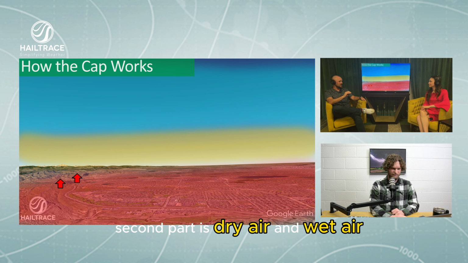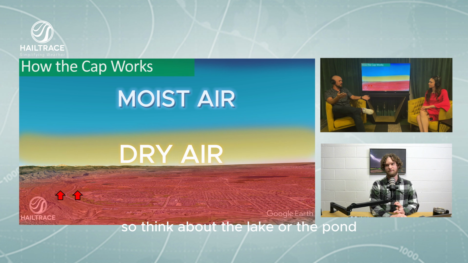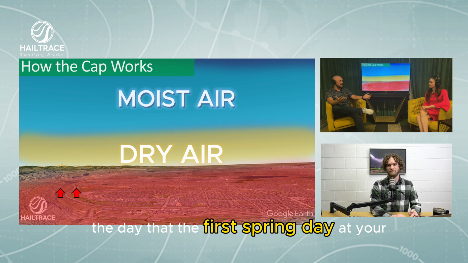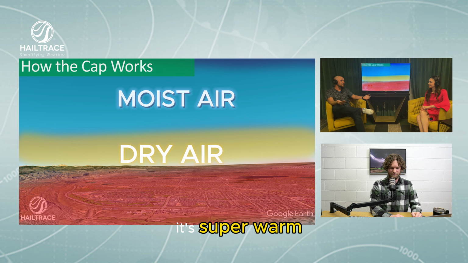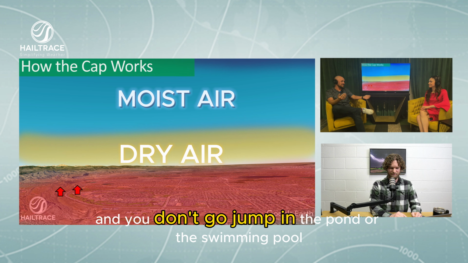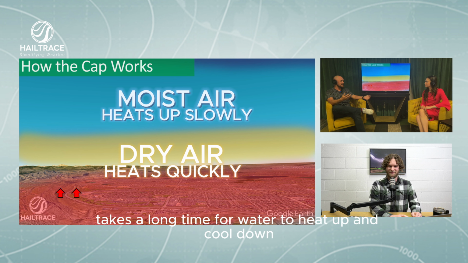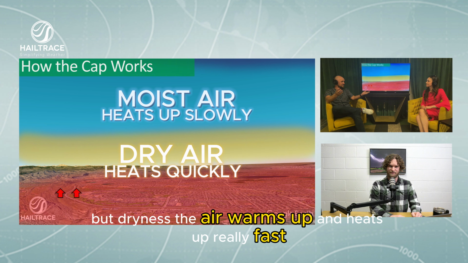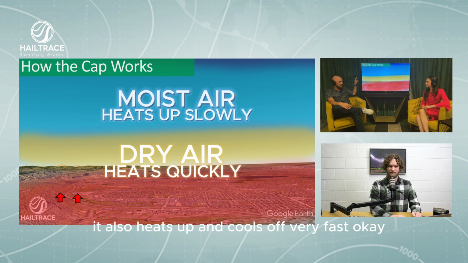Second part is dry air and wet air. Think about water, like a lake or a pond. The first spring day where you live, it's 85 degrees, it's super warm, and you don't go jump in the pond or the swimming pool because it's still 50 degrees from the cold. It takes a long time for water to heat up and cool down. But dry air warms up and heats up really fast. So in our air mass, when we have this dry layer, it also heats up and cools off very fast.